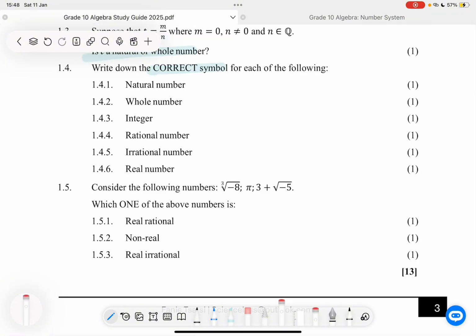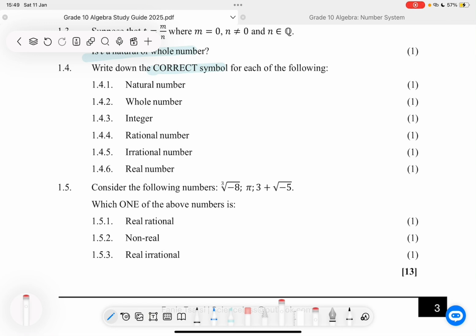And very important here, just to explain the word real. They're using the word real because we said the rational numbers and irrational numbers together form real numbers. And of course, the complex numbers are non-real. Also, the imaginary numbers are non-real.